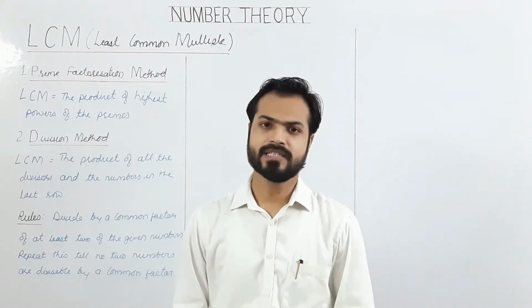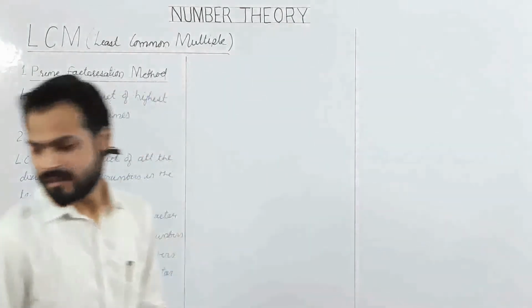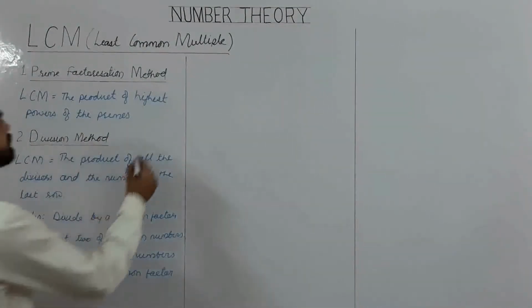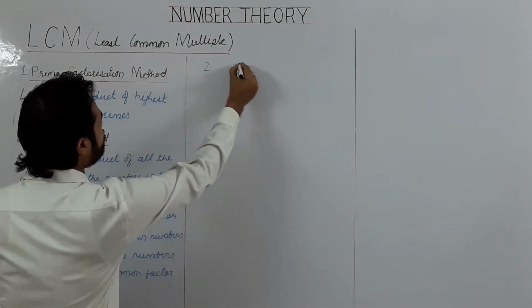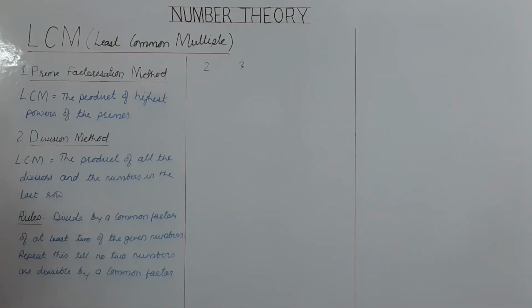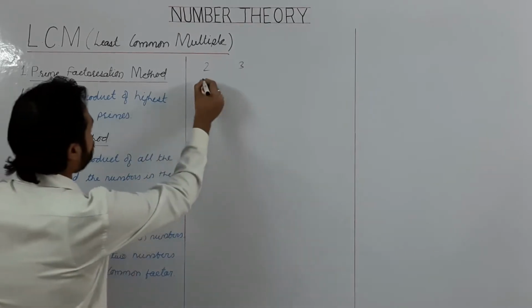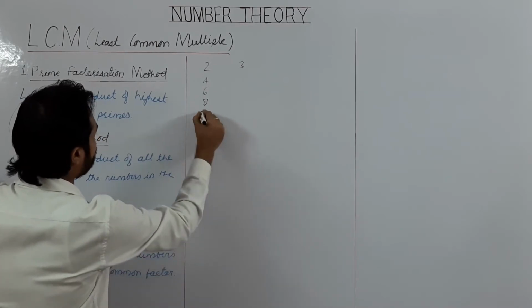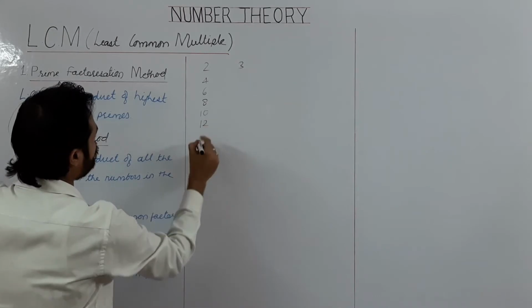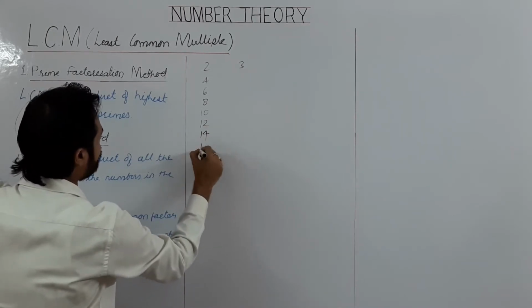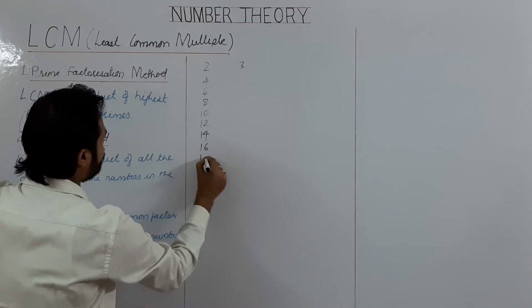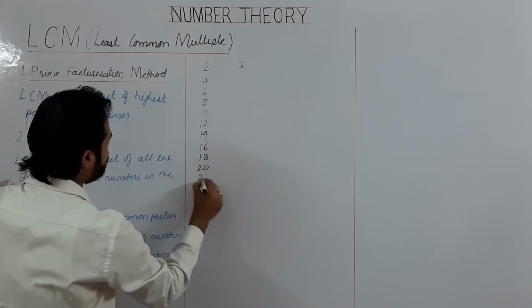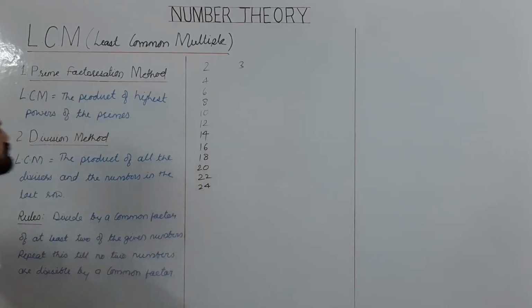After H.C.F, let's see what is LCM. LCM means least common multiple. For example, let's take 2 and 3. These are two numbers. Now try to write multiples of 2 and 3. First few multiples of 2 are 2, 4, 6, 8, 10, 12, 14, 16, then 18, 20, 22, 24 and so on.